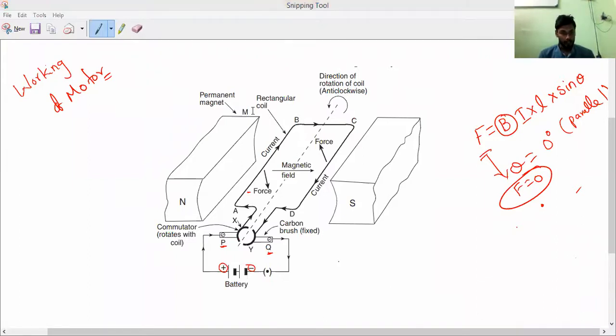Now if you notice, on this side the current is passing and it is coming in this way. The current is reaching the P point. Which commutator is touching the P point first? The X commutator, correct or not? So the current is moving like this. You follow my arrow. Now the current is passing on the AB side.